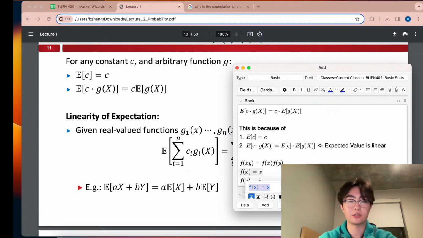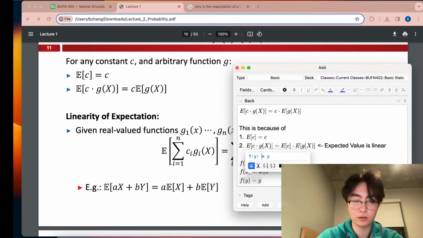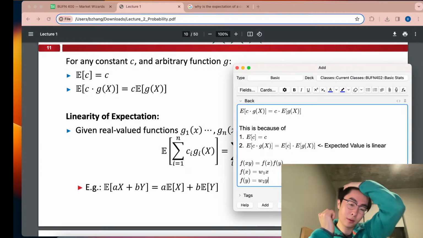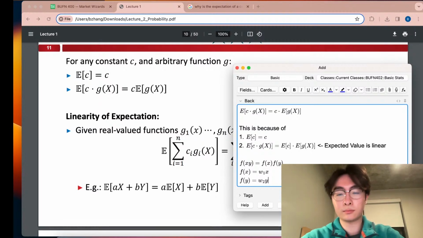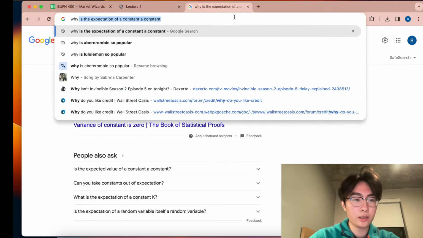But with expectations, you have weights. So you have w1 x, and you have w2 y.